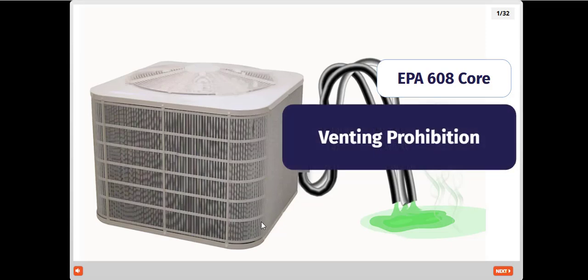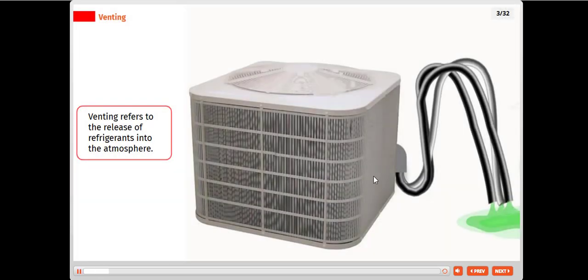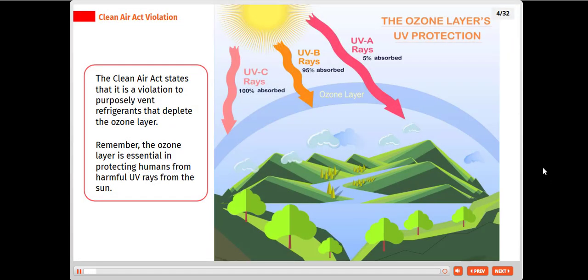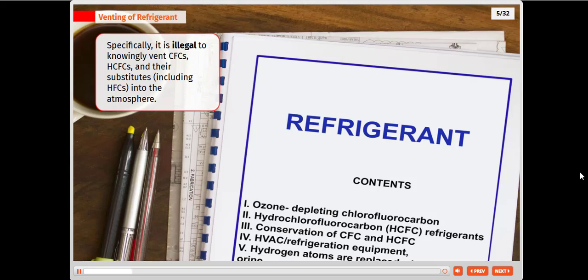Venting prohibition. Venting refers to the release of refrigerants into the atmosphere. The Clean Air Act states that it is a violation to purposely vent refrigerants that deplete the ozone layer. Remember, the ozone layer is essential in protecting humans from harmful UV rays from the sun. Specifically, it is illegal to knowingly vent CFCs, HCFCs, and their substitutes, including HFCs, into the atmosphere.